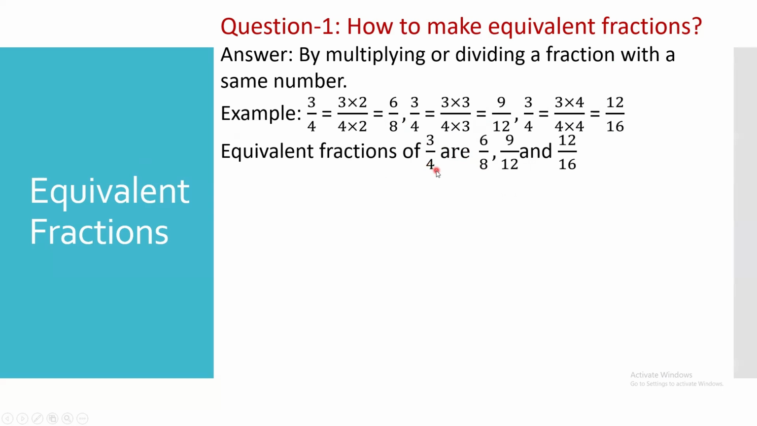All these fractions you have produced by multiplying by the same numbers will be equivalent fractions. So to make equivalent fractions of 3 by 4, you should multiply by the same number or divide by the same number. I have produced 3 equivalent fractions by multiplying by the same number.